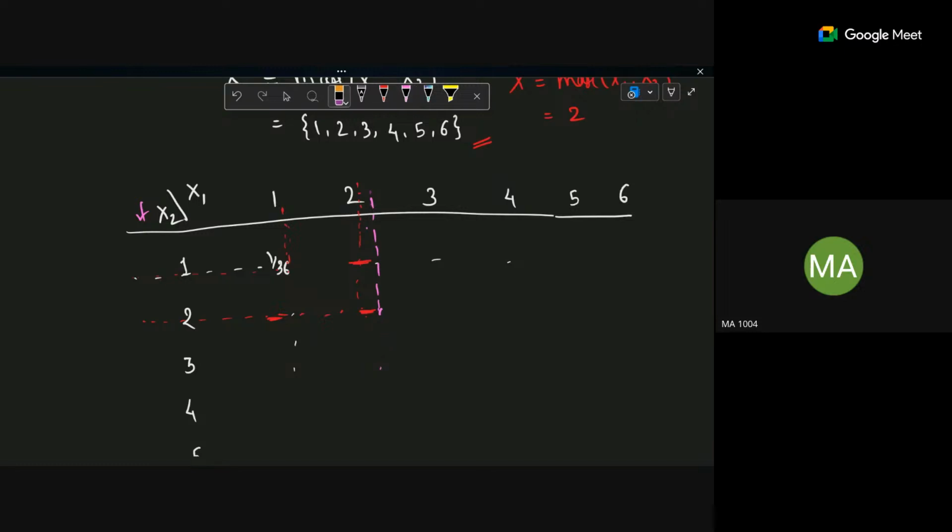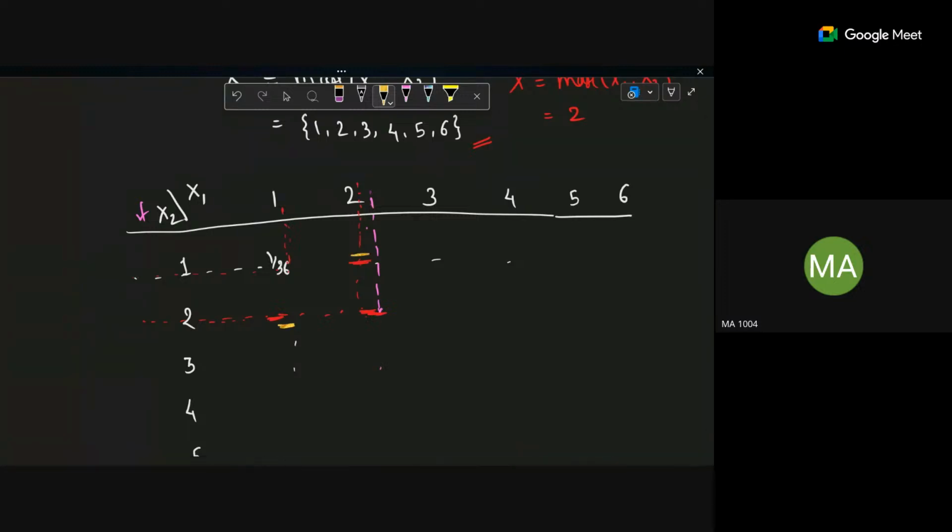Now come to the x1 part. Now just move till the point where your x1 cannot exceed value 3. So here your x1 is 1, no problem. X2 is 2, no problem. Okay. So these are the 3 cases where your x1 and x2 are taking values not exceeding 2.